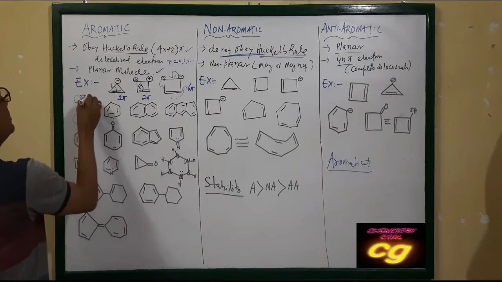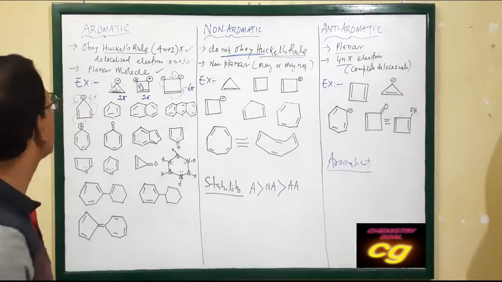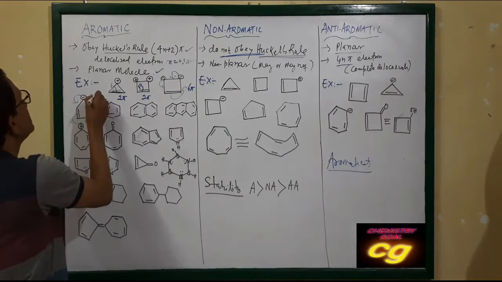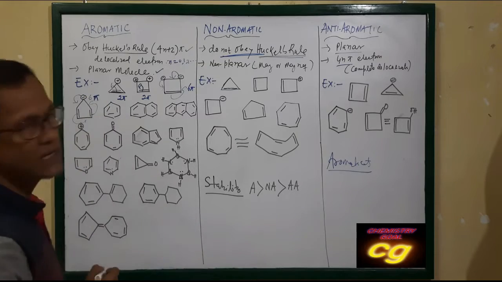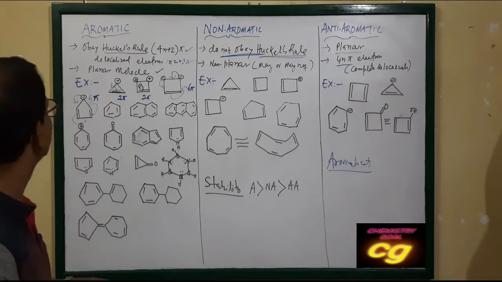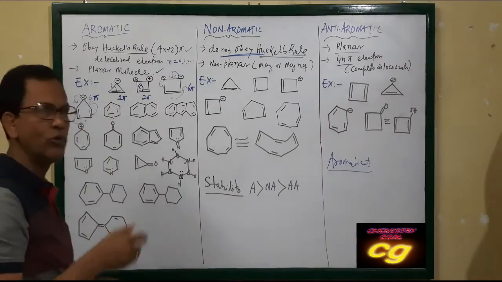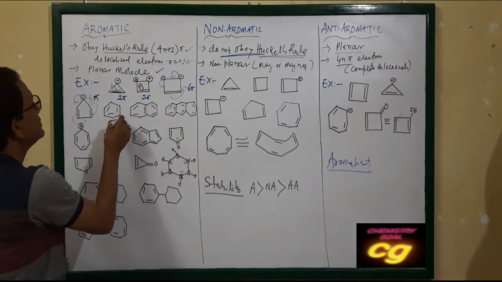That's why it is how much? 6 pi electron. 6 pi electron means it is also aromatic and completely delocalized. And in this, the lone pair electron is involved in the pi bond conjugation, that's why it is also aromatic. And this benzene, we already know 6 pi, it is aromatic.